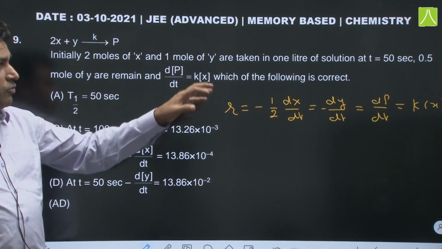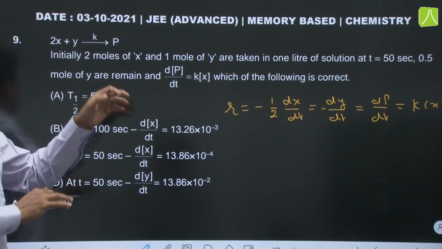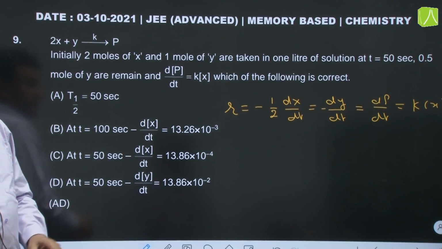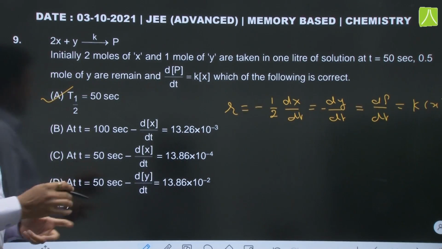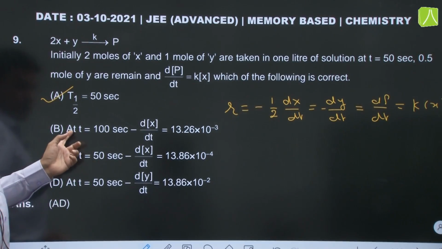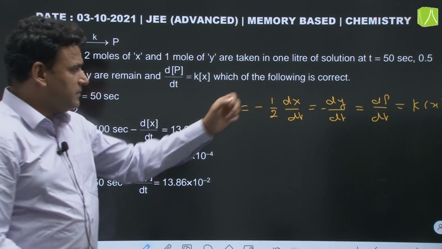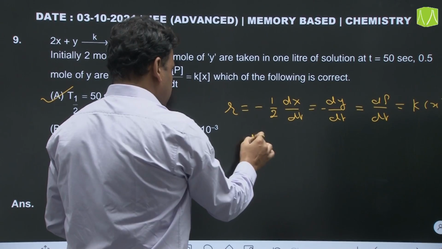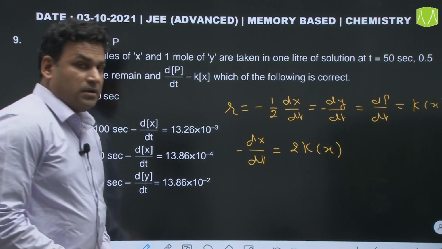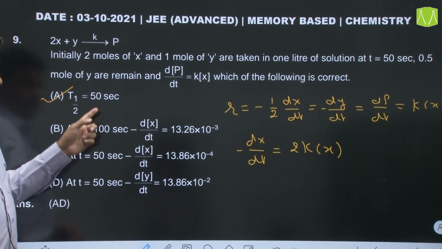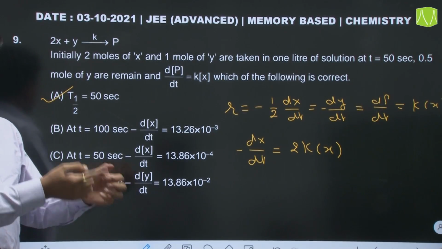For a first order reaction, at t equal to 50 second, 50% of Y and hence 50% of X will be remaining in the mixture. So t equal to 50 second is going to be the half life. So t half equal to 50 second should be the correct option. Now if we want to calculate at t equal to 50 second what dx by dt is going to be, we can calculate from here that minus dx by dt is 2 times k into [X]. Now k, we can calculate with the help of this t half. We know that t half is equal to ln2 by k.